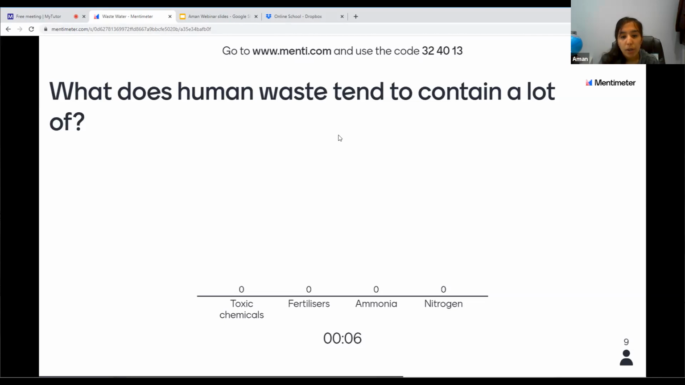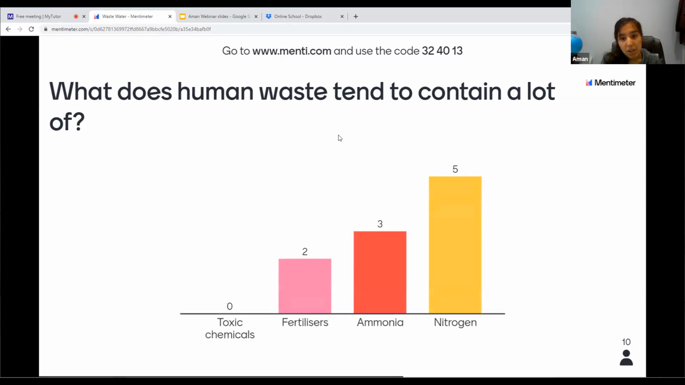So anyone that's not in the quiz, feel free to answer using the chat or the Q&A function if you'd like. Great, so the answer then is nitrogen. Excellent, well done. So toxic chemicals comes from industrial waste. So you'll remember last week we went through 3 types of wastes. We went through industrial waste, agricultural waste, and human waste.